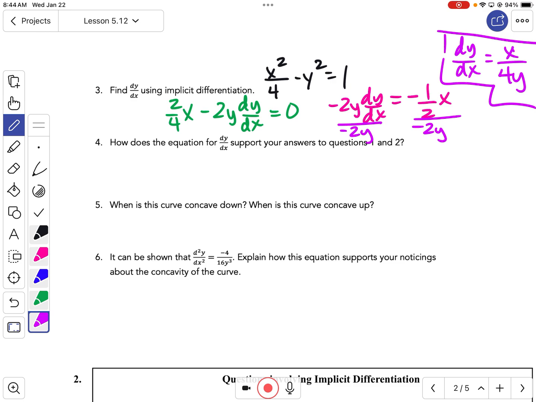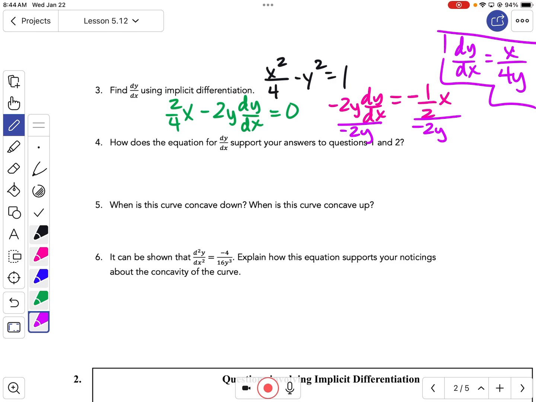Did you get there? I got there, I just went a little wonky. Negative x over 2 times negative 1 over 2y, so that's where that comes from. Keep, change, flip. So now, an important question: how does dy/dx support your answers to questions 1 and 2?